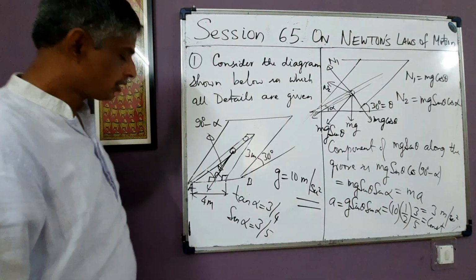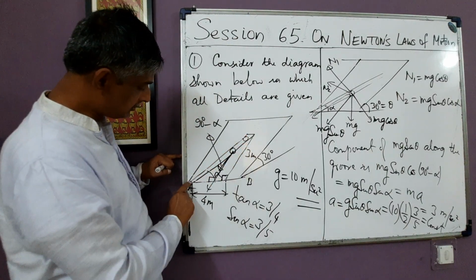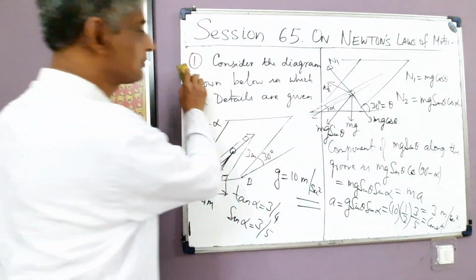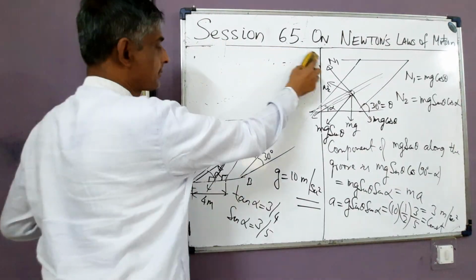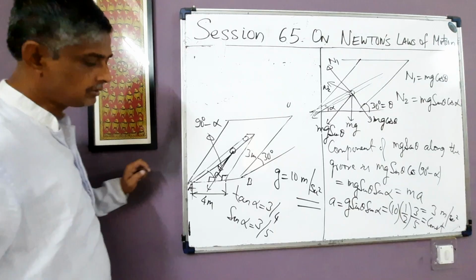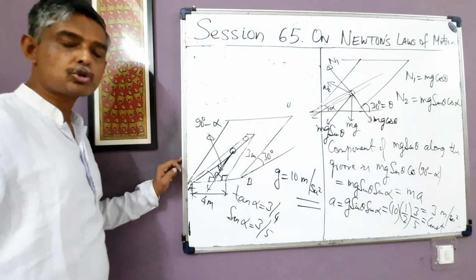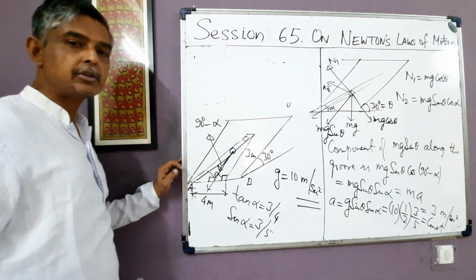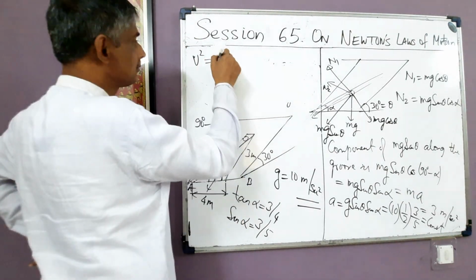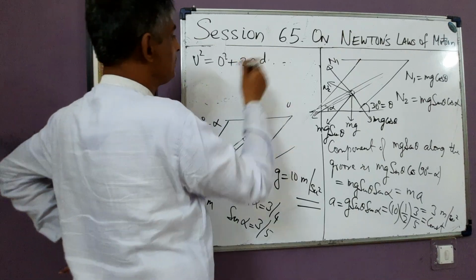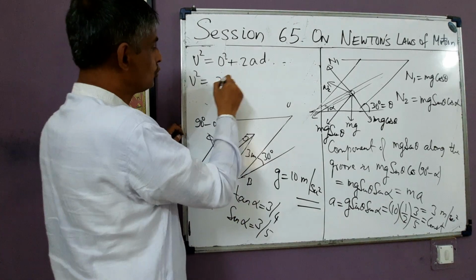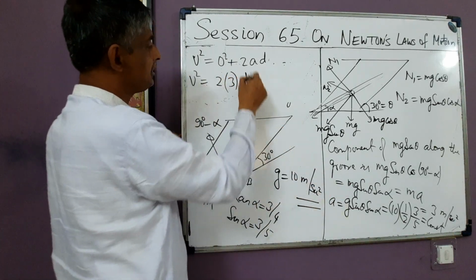Now we have been asked to find the speed of the particle when it reaches the lowest point of the groove. Since acceleration is constant and it is moving along a straight line, from the formula for motion along a straight line with constant acceleration, v square is equal to u square plus 2ad. Here u is 0, starting from rest, so u square is 0. And a becomes 3. And what is d?